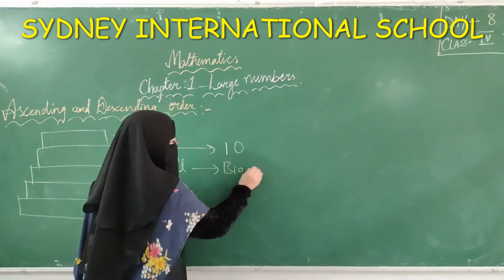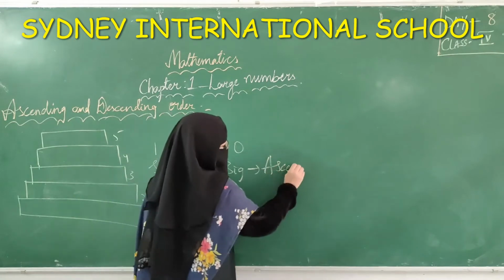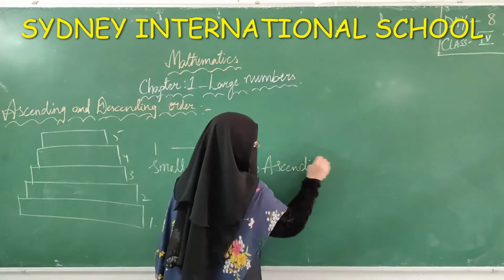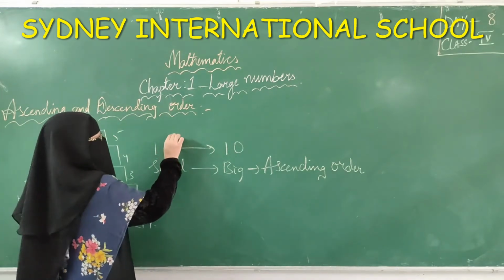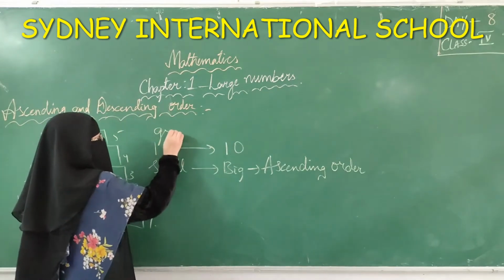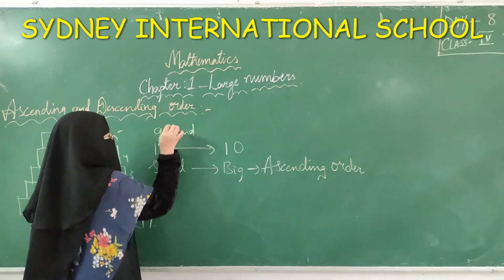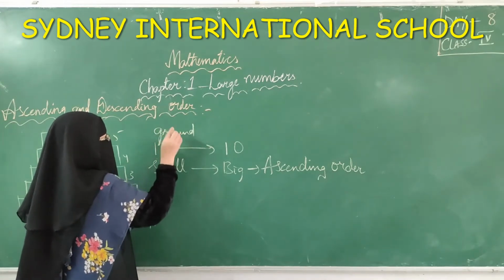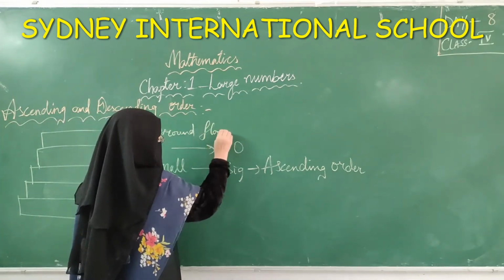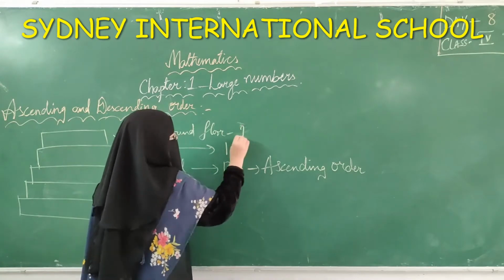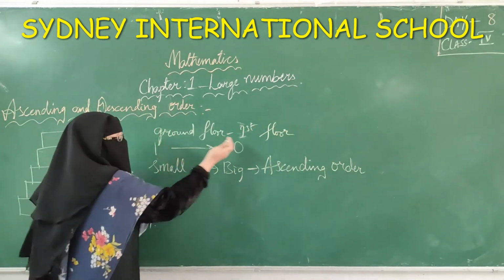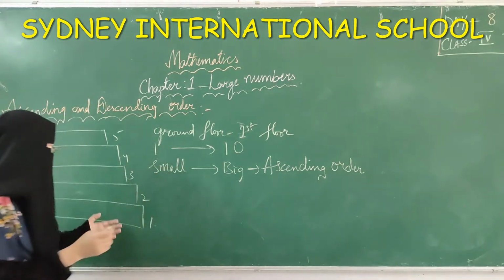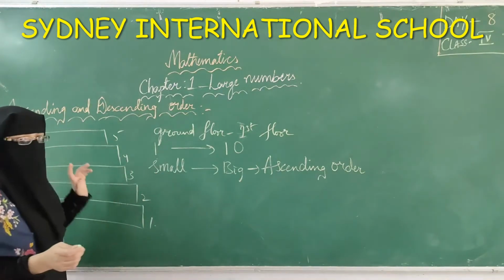So which order is it? It is ascending order. Okay, it is ascending order. We are coming from ground floor to first floor. If you are coming from ground floor to first floor, we will climb the first stair, second stair, third stair, fourth stair, fifth stair, like that.